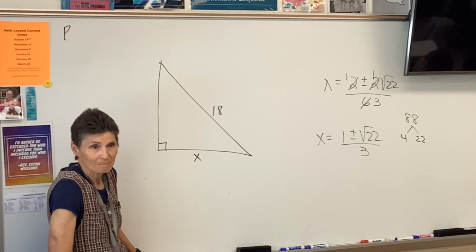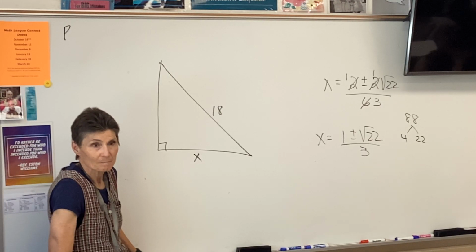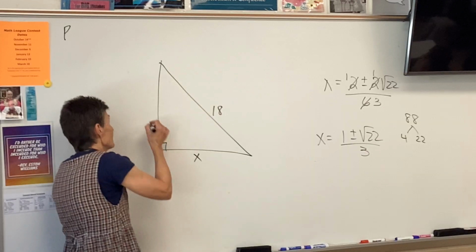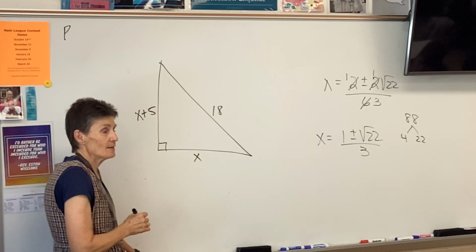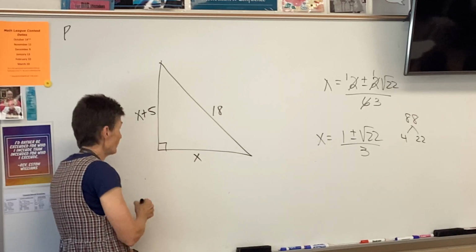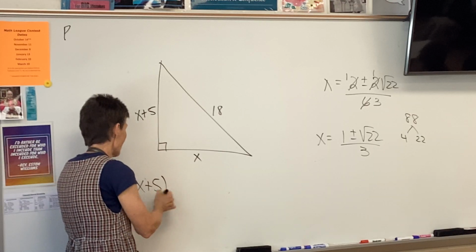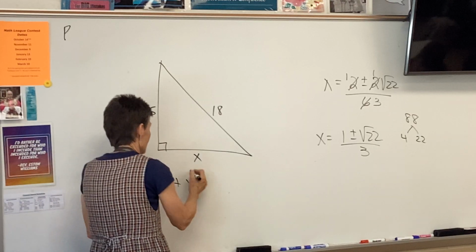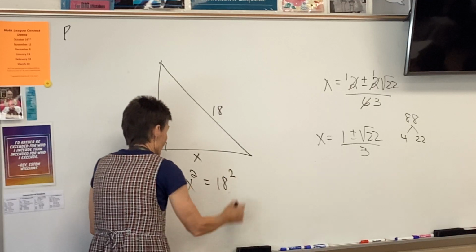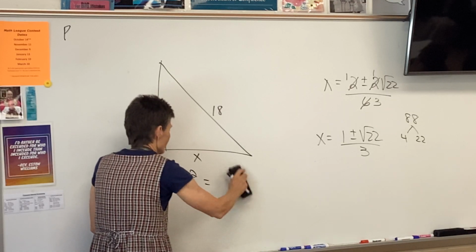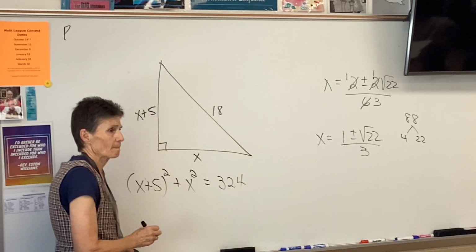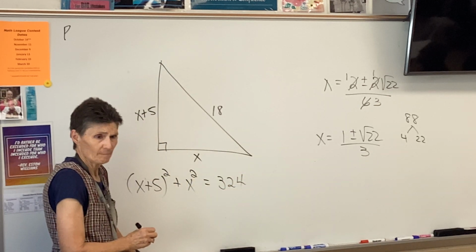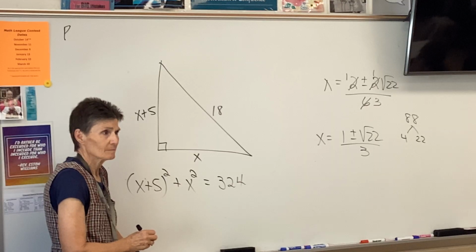You could use the Pythagorean theorem, and the missing side there would be x plus 5. Parker says this is x plus 5. Would you agree with that? And then he said, I got a right triangle, so I can always use my Pythagorean theorem. What is 18 squared? 324. Does that look okay, everybody?